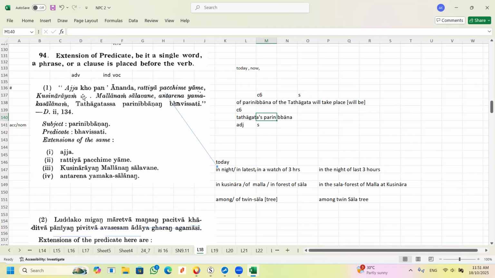Now the second line is here. This is located in Kusinara. Can you see this one? In the forest of the Sala. Malanang. Can you see Malanang? Mala, this is a genitive, anang. So of the Mallas. That means in the Sala forest of the Mallas at Kusinara. This is how I would translate.